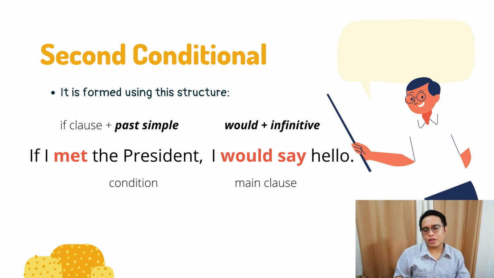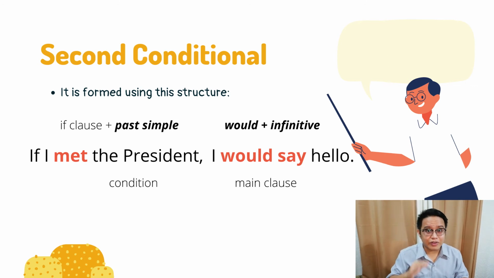So let's say for example, if she liked me back, I would court her, or I would ask her out. Right? Right? I would ask, if she liked me, I would ask her out. So that's second conditional. That's how we form the second conditional, by using the if plus the past simple tense, and followed by would plus the infinitive.